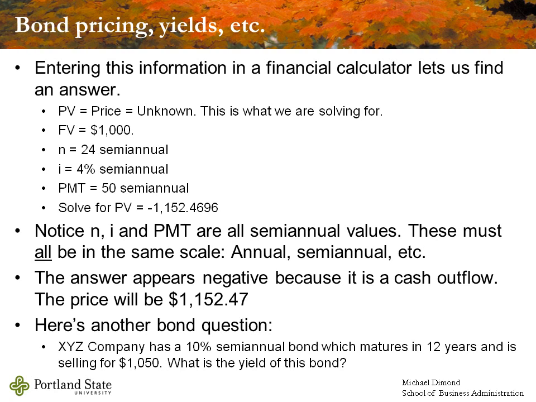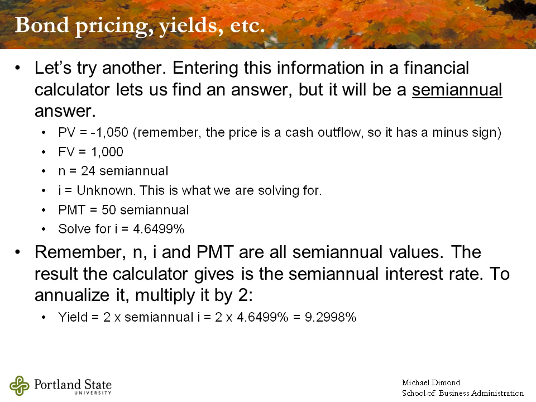Here's another bond question. XYZ company has a 10% semi-annual bond, which matures in 12 years and is selling for $1,050. What is the yield of this bond? In this case, we've got a different item that we're trying to solve for. So we're going to solve for I. We're given what the price is. Remember, we put in $1,050 with a minus sign in front of it, so our calculator knows that that's a cash outflow. Face value is still $1,000. The payment is still $50. We've still got 24 semi-annual periods, but I is unknown.